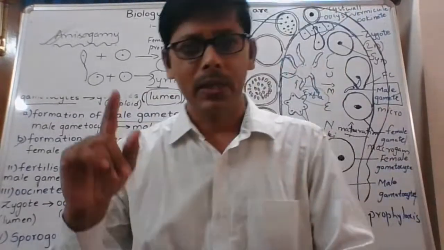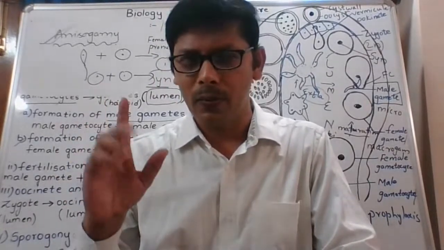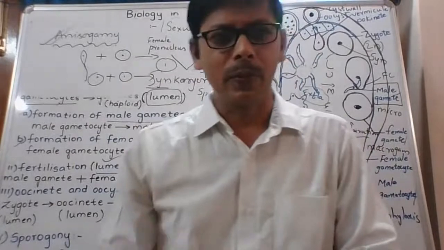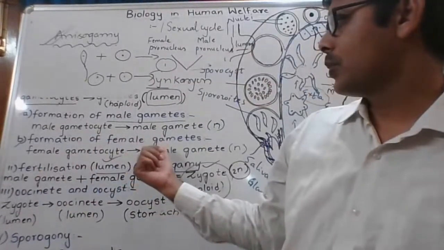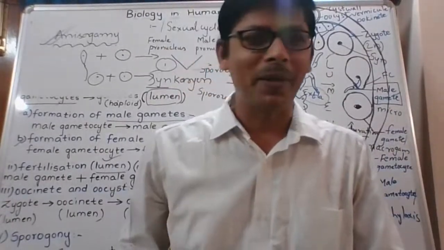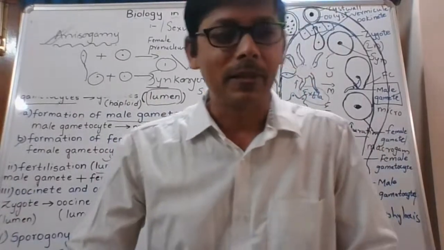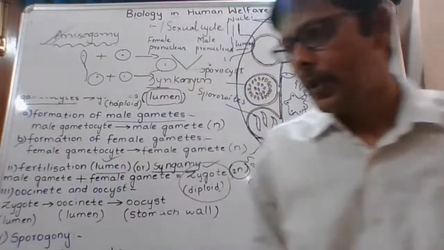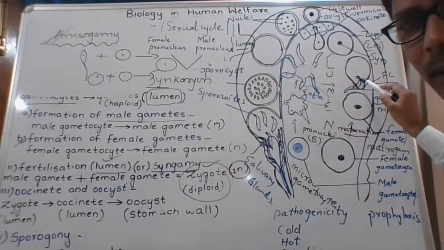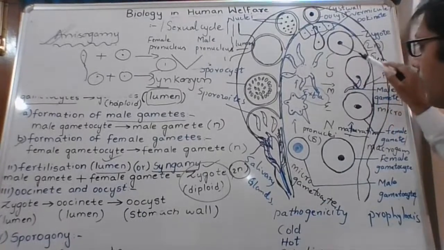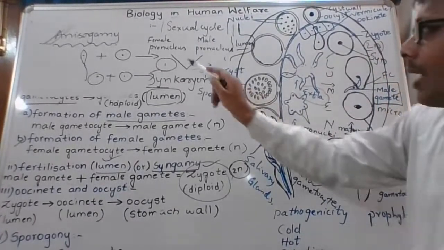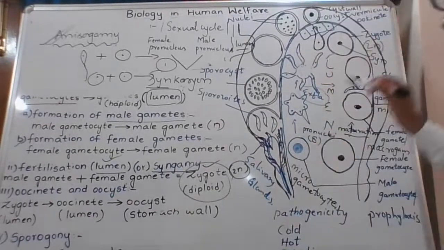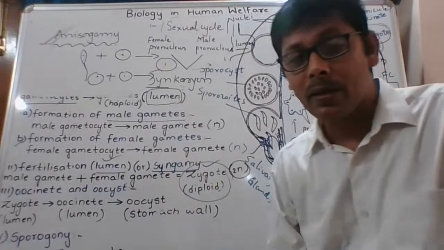I repeat again, what is meant by fertilization? The fusion of male and female gametes is called fertilization. Where does it occur? It occurs in the lumen of the crop of the mosquito. Fertilization is also called syngamy. Next, what happens during fertilization? The pronucleus of the female gamete and the pronucleus of the male gamete come together and form a synkaryon. A female gamete with synkaryon is called zygote.